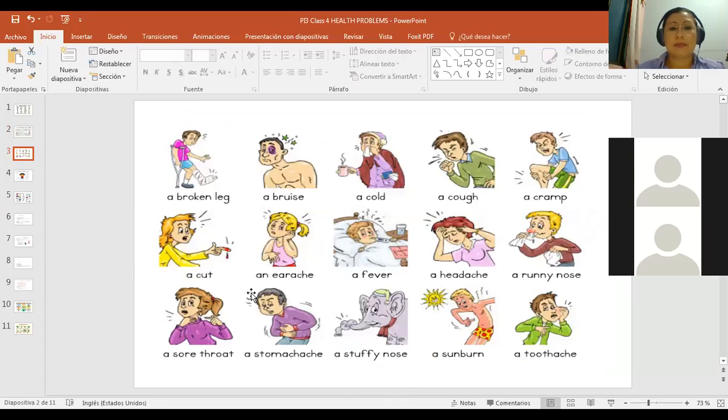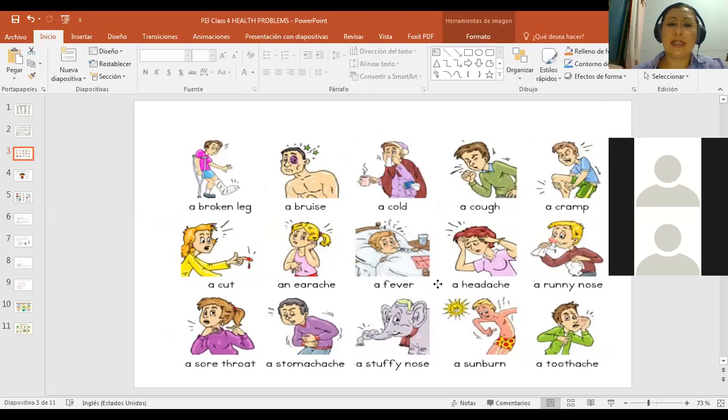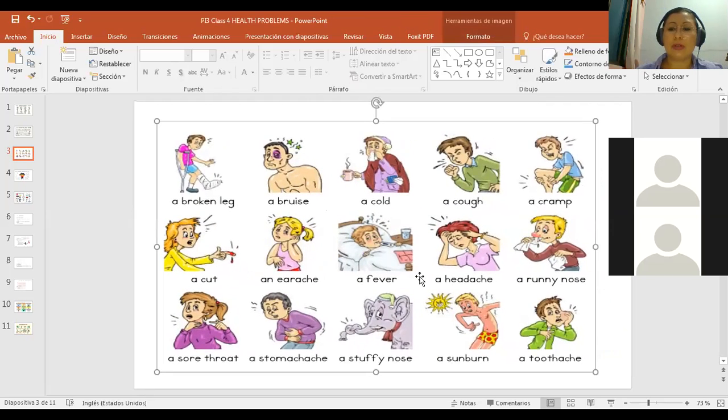Okay, next. Here I have more images and vocabulary related to health problems. For example, a broken leg, a bruise, a cold, a cough, a cramp, a cut. An earache, a fever, a headache, a runny nose, a sore throat, a stomachache, a stuffed nose, a sunburn, a toothache.